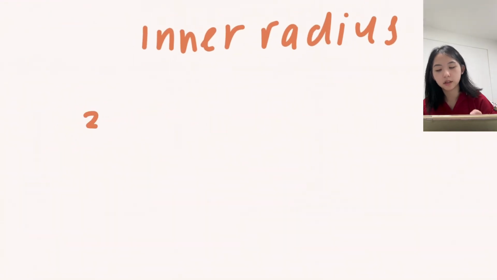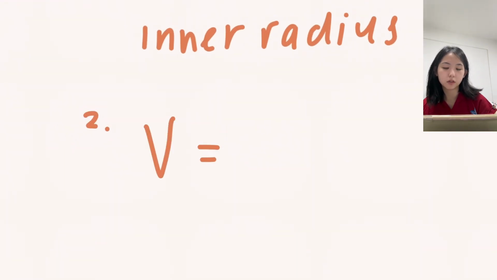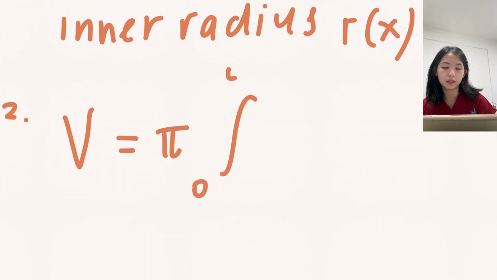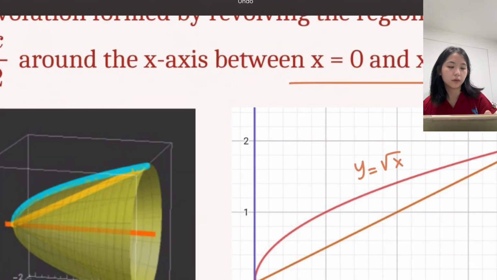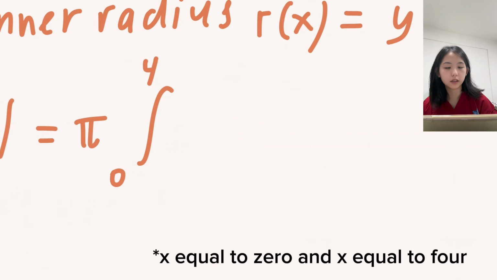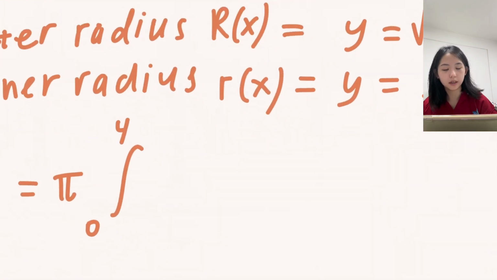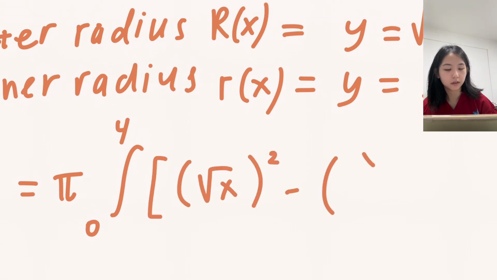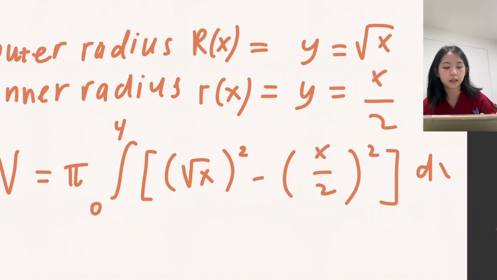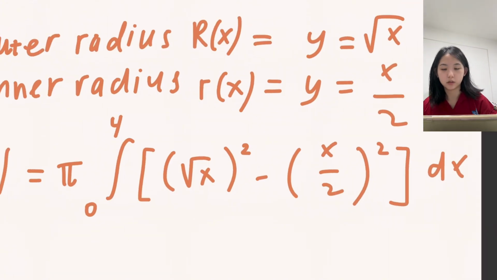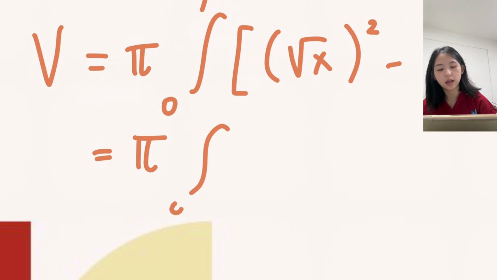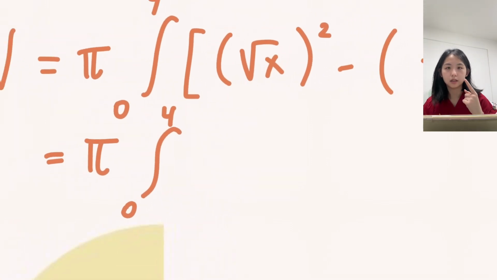After this we need to set up the integral, V equals pi times the integral from 0 to 4, because the area is bounded by x equals 0 and x equals 4. Of the outer radius, y equals square root of x, minus the inner radius, x over 2, squared, dx. The outer is the square root of x and the inner is just x over 2, right? After this, we just need to calculate it, and the square of the square root of x is just x.